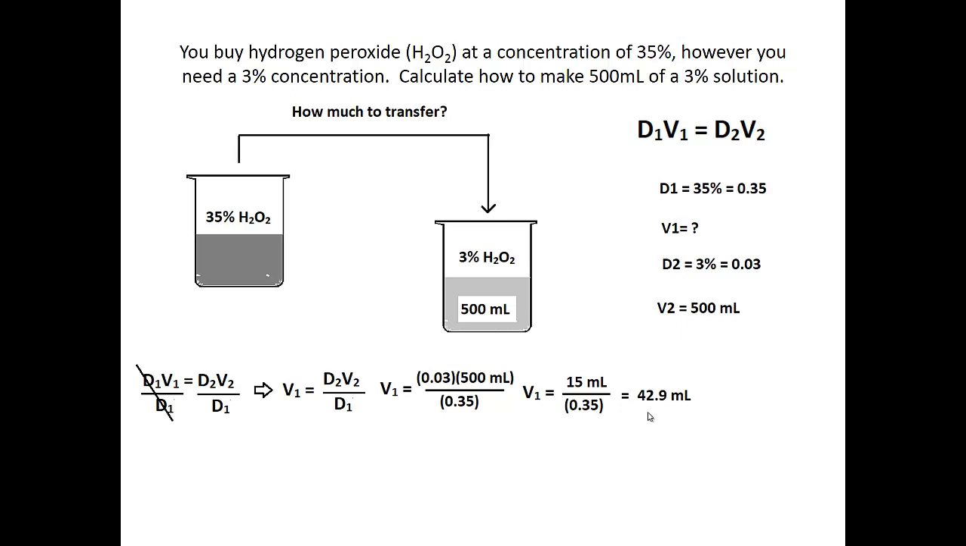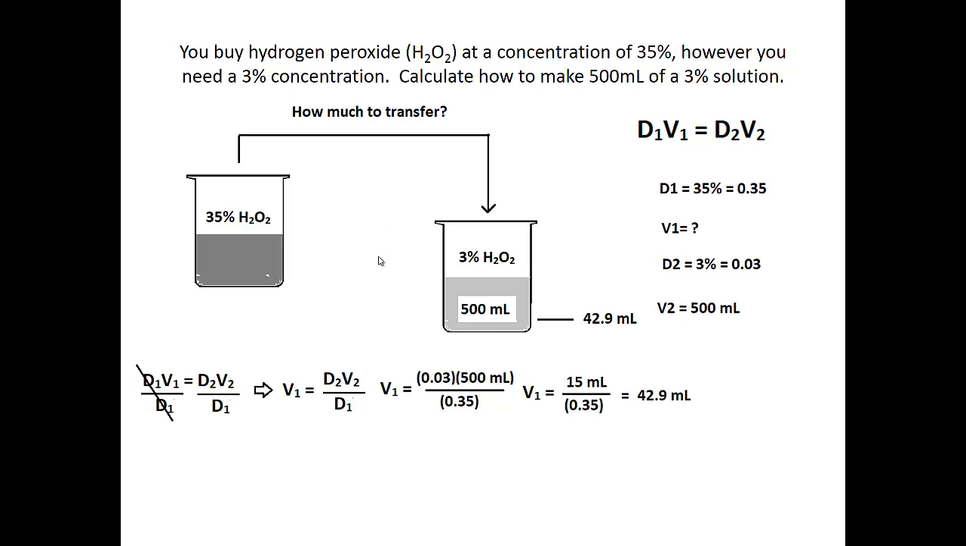It's going to be 42.857, I believe. And what we want to do is round it to the nearest tenth of a decimal. So I actually rounded that up to 42.9 mLs. Okay, so that's going to tell us how much we want to transfer to our solution here.